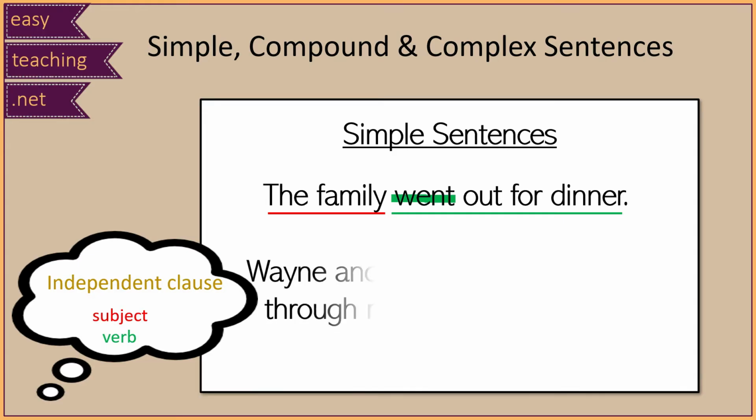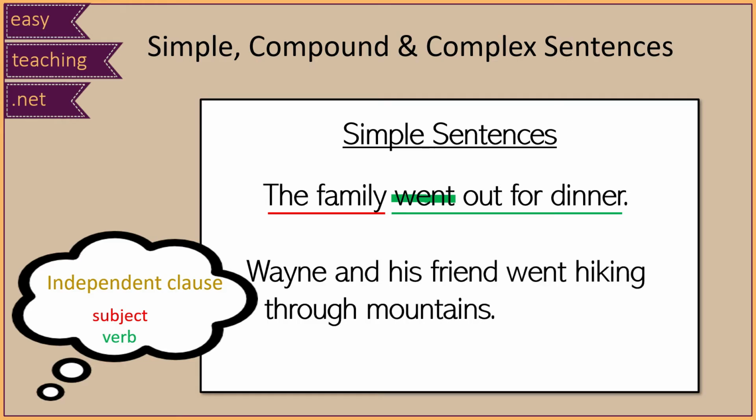Here is another simple sentence. Wayne and his friend went hiking through the mountains. It has one subject even though there is more than one person in the subject. This just means that it's a compound subject. And here is the verb, and it's a completed thought.